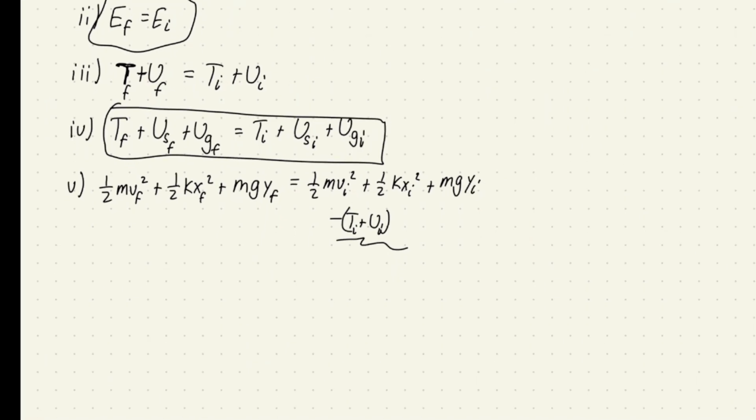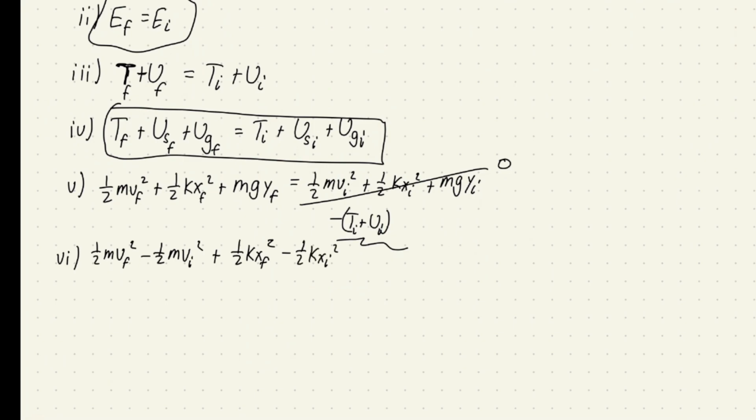And when I do that, this side goes to 0, and I get 1/2 mv final squared minus 1/2 mv initial squared. I get a positive 1/2 kx final squared minus a 1/2 kx initial squared. And it looks like I'm gonna run out of room here.